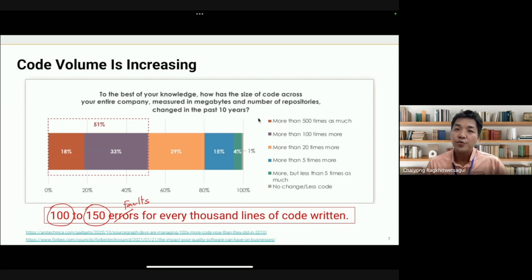And the amount of code usually doesn't go down, except if you do some refactoring or you remove some of the features. But usually the code keeps increasing. So that means the amount of faults in the code that you just added will also be higher and higher. So testing becomes even more important when the software is growing and getting bigger.